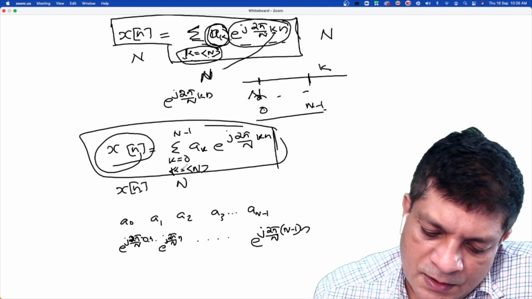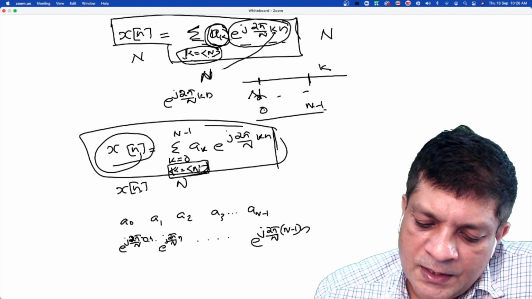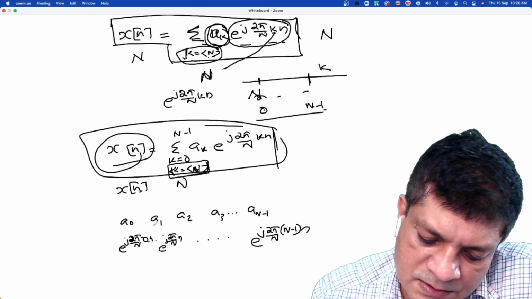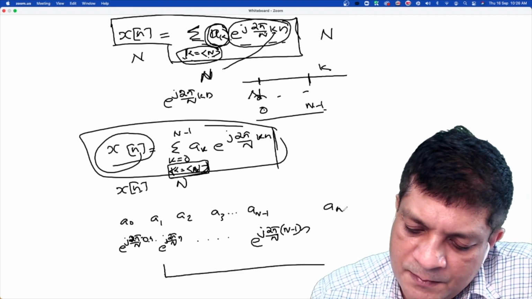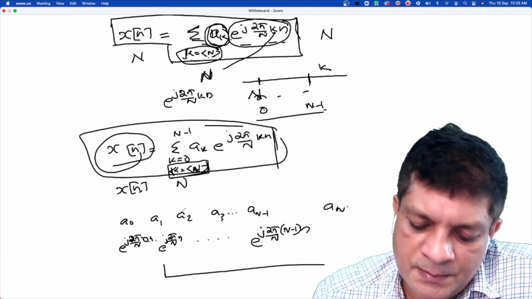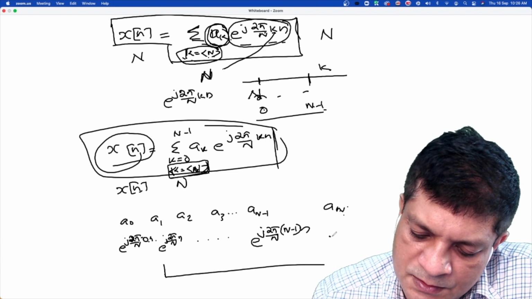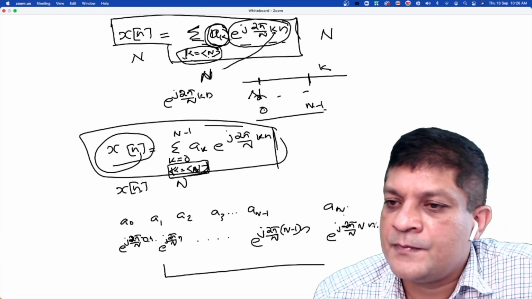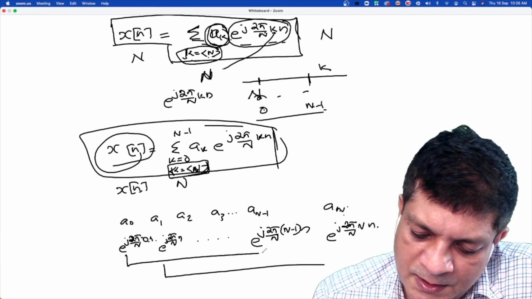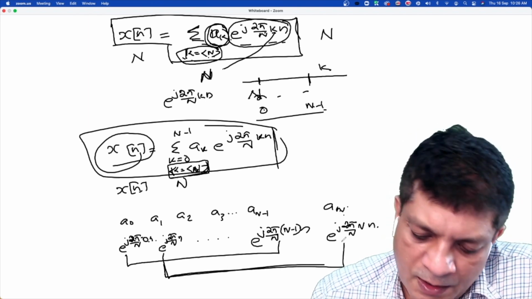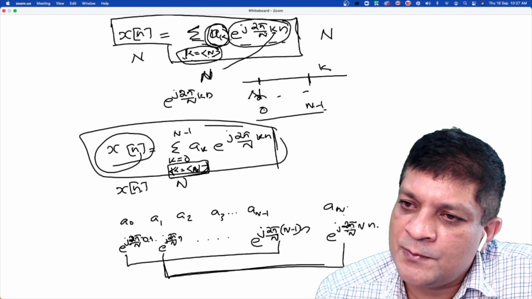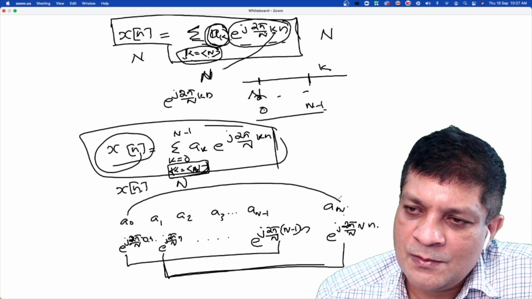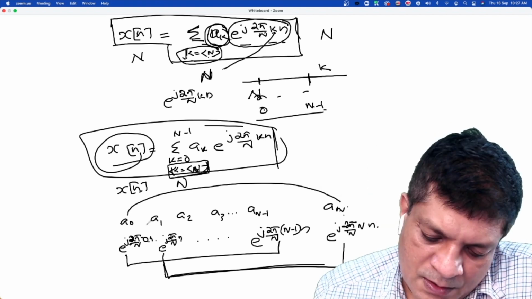Now my question is, this is defined for any N successive values of k. That means I can take the summation from a1 up to aN, k from 1 to N, with e to the power j2πkn/N. Now, if this summation and this summation are the same, and we know that this value and this value are the same, what is the relation between these two? Should they be the same? Yes, sir.